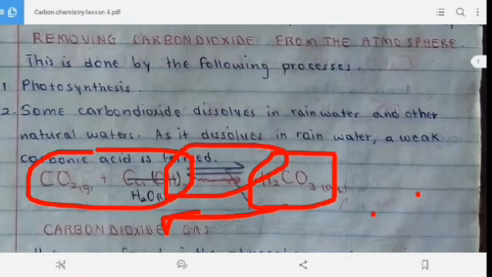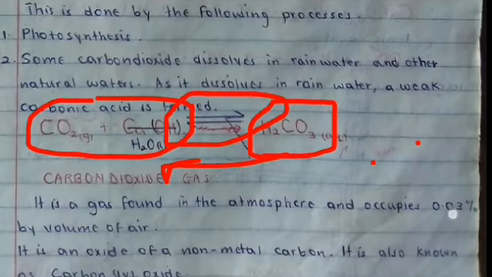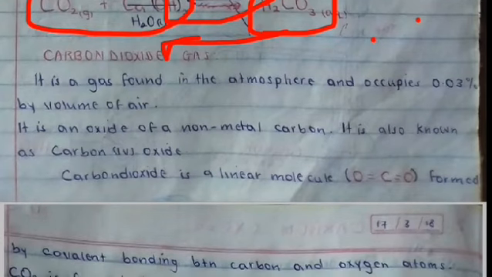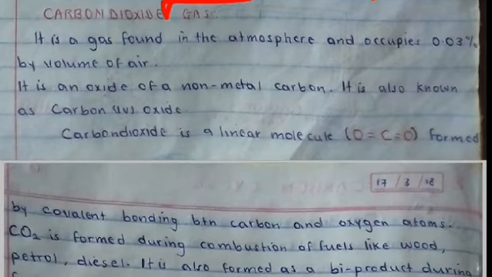So now we continue and we look at carbon dioxide gas. Carbon dioxide is a gas found in the atmosphere and occupies 0.03% by volume of air, just as we have seen. So that is carbon dioxide gas.